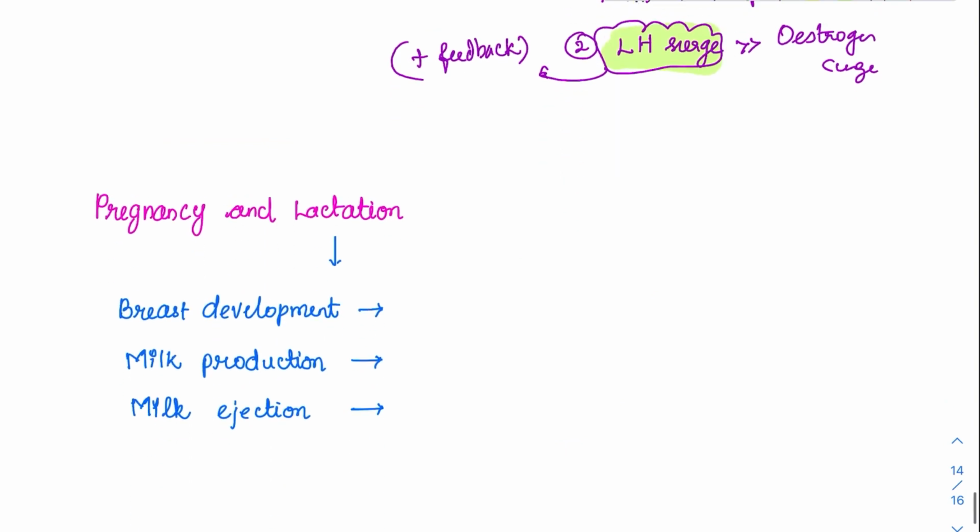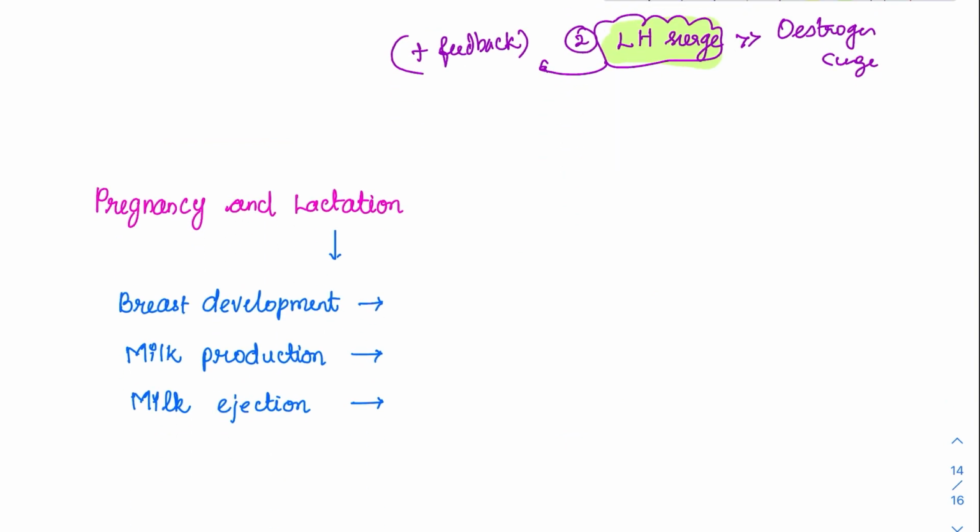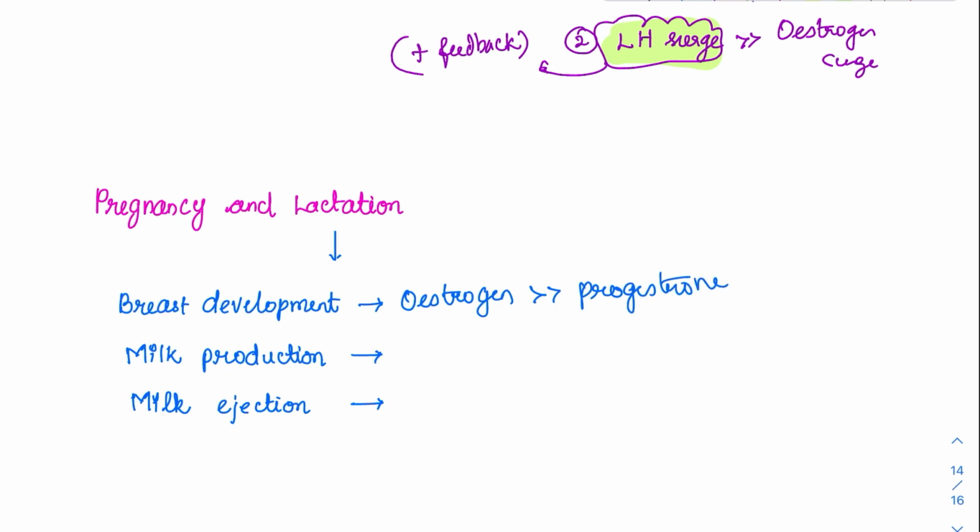Now coming to the pregnancy and lactation. Even during the pregnancy period, breast development happens. This breast development happens specifically because of a hormone called estrogen. Even though progesterone also helps, breast development predominantly happens because of estrogen more than progesterone. That's why whenever we were discussing the disorders of sexual development, we were constantly indicating that estrogen is responsible for the development of breast. Even in the males, whenever there is an insensitivity, what was happening? There was development of breast, or gynecomastia was happening.